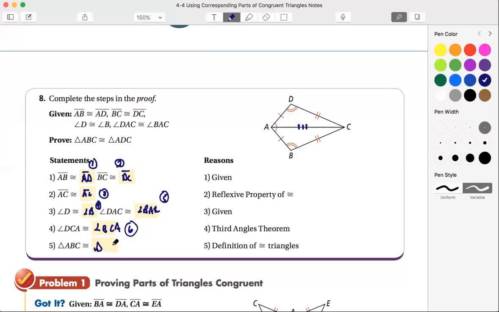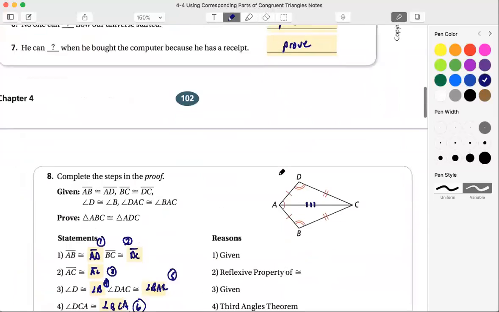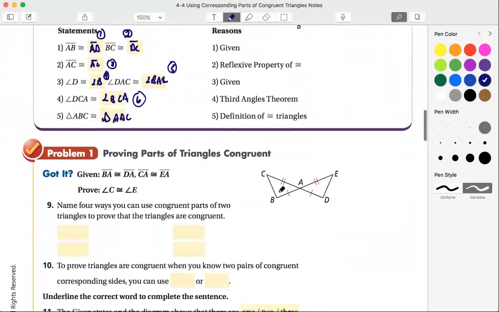All right, and that's by the definition of congruent triangles. So that is proving everything is congruent. And this is an example of deductive reasoning. We use step-by-step reasons to show a proof.